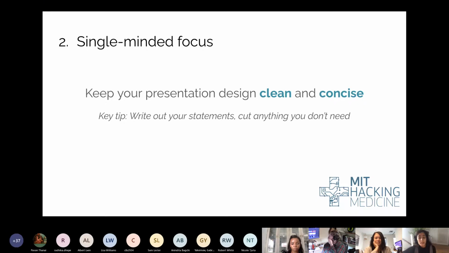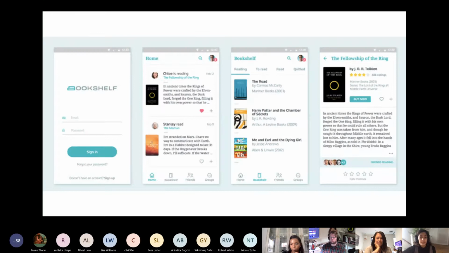So one way that we recommend you get around this is by writing out your statements and then cutting anything that you don't need. We also recommend bolding and highlighting certain words that will be important for individuals to focus on.